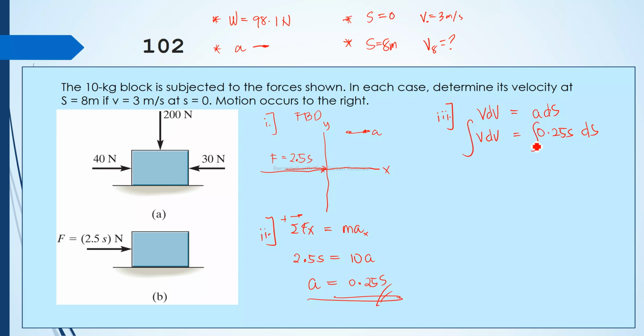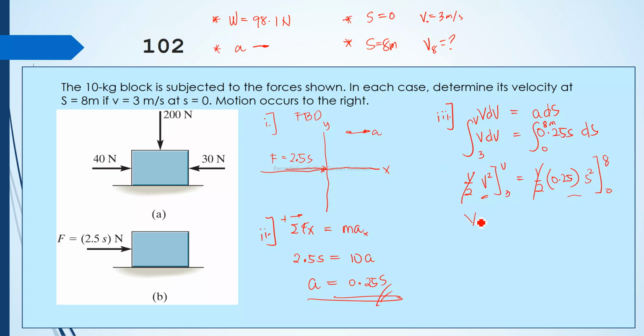Now if we integrate both sides, for the velocity, our lower limit is 3 meters per second and the upper limit is unknown. We need to find the upper limit. For the distance, the lower limit is 0 because it starts from the origin, until s is equal to 8 meters. So we have one half of v squared from 3 to v equal to one half times 0.25 s squared from 0 to 8 meters. We have a one half on the left and on the right hand side of the equal sign, so they cancel out each other. We are left with v squared and 0.25 s squared.